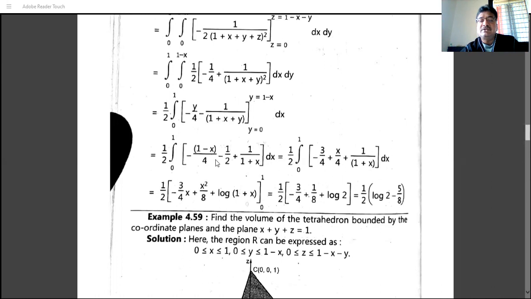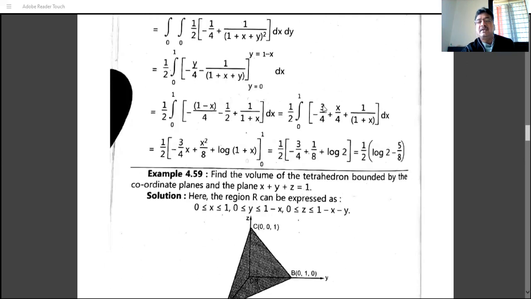And then its integration with respect to x is what? Divided by 4 separately. So we have minus 1 by 4, and this is plus x by 4, plus x by 4, minus 1 by 4, and minus 1/2 becomes minus 3 by 4, x by 4 at this quantity, and then integrating with respect to x. So this is constant, minus 3 by 4 integration is minus 3 by 4 into x, 1 by 4 constant, x square by 2 means x square by 8, and log 1 plus x, this integration.